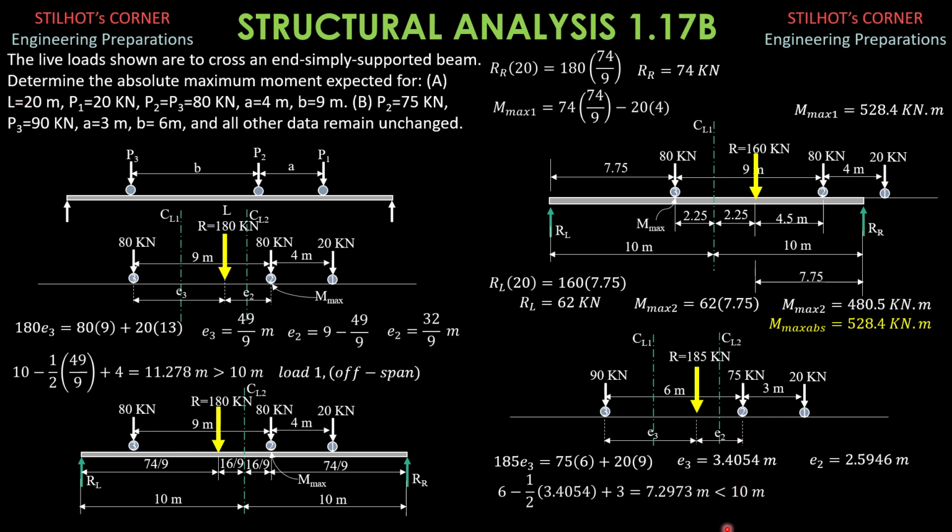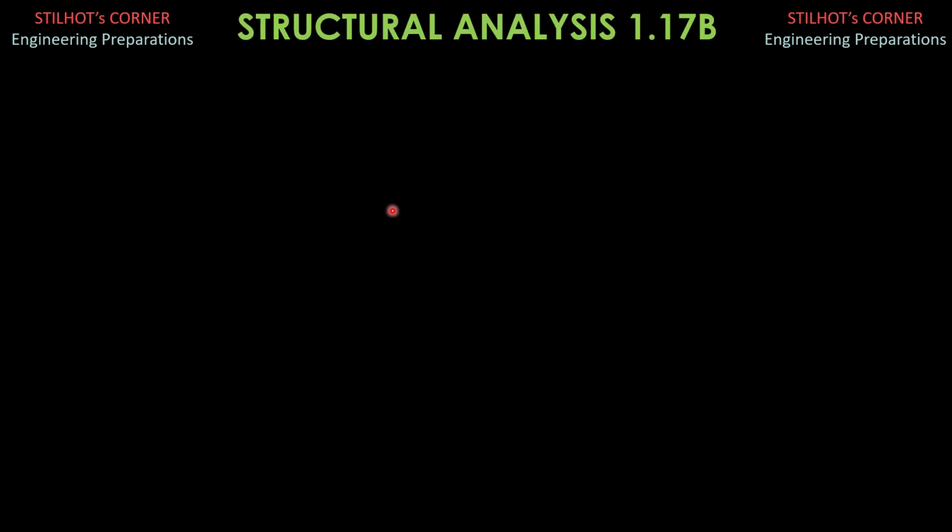of the beam. So that means all loads, if the maximum moment occurs under load 3, all loads are on the beam. If the maximum moment occurs under load 2, all loads are also on the beam. So the resultant is 185. So all loads on the span. Let us consider first that the maximum moment occurs under load 2 for this situation.